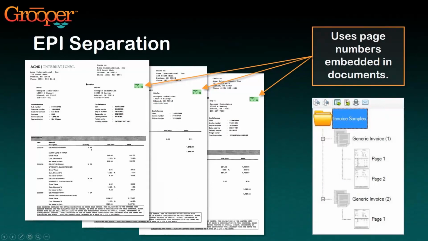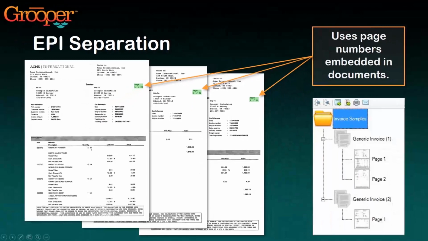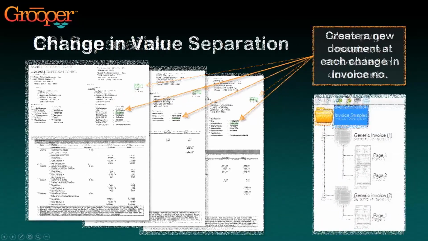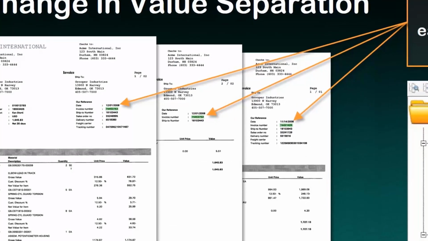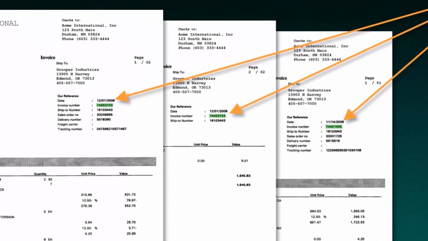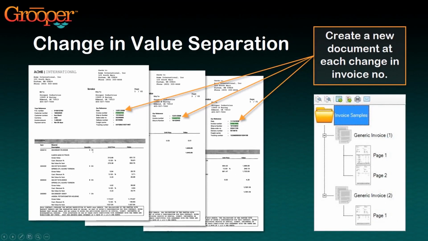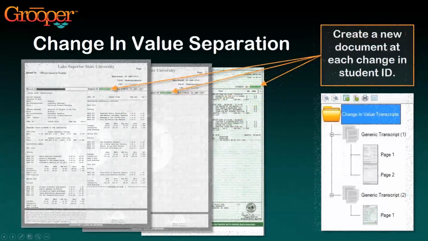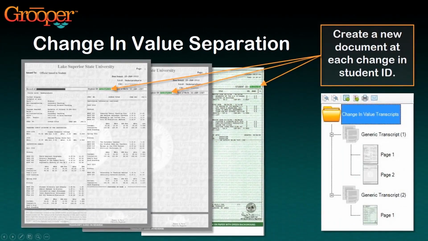Embedded page information, or EPI separation, uses page numbering embedded in the document content to perform separation. Change in value separation is designed for document types that repeat a standard header on each page. It binds the documents together based on a common data value, such as the invoice number on an invoice document. Anytime the value changes, a new document is created. As another example, college transcripts can be separated using the student ID as a binding value. In this case, a new document will be created each time the student ID changes.